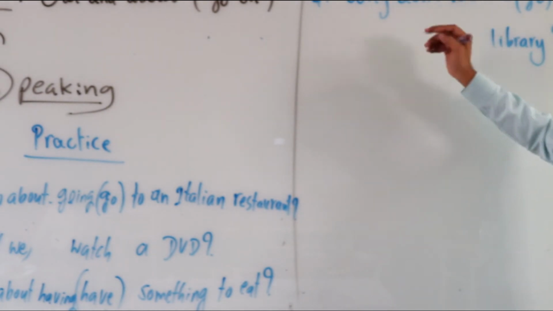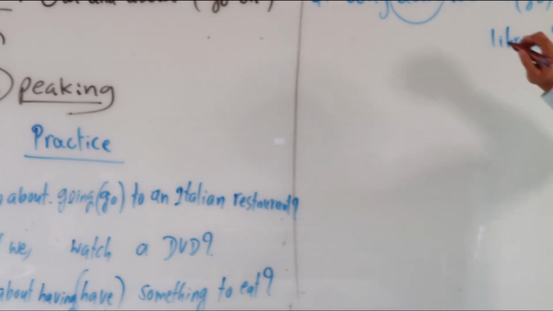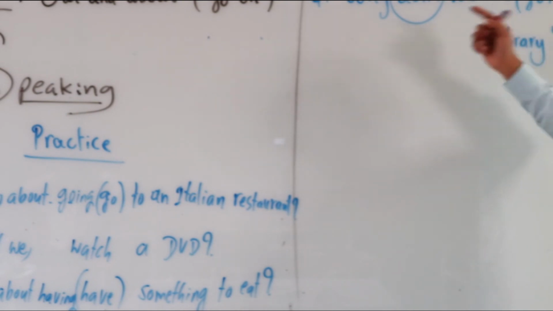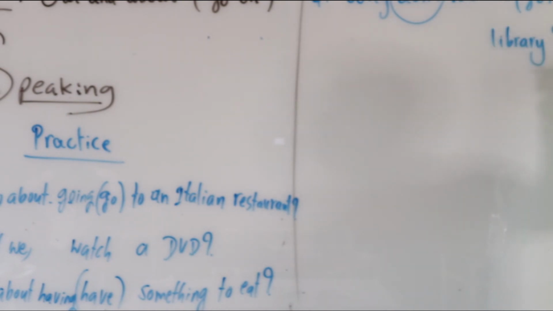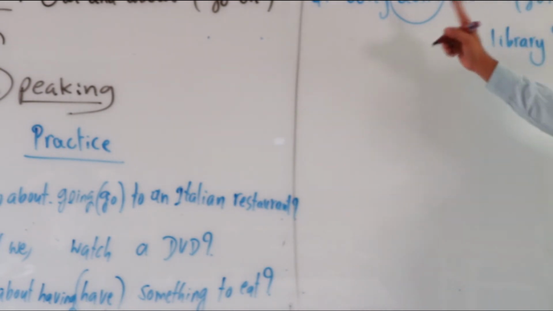The last sentence, why don't we here? So what should we change? Is it goes, to go, going or go? And remember here it is a negative form. Why don't we to go? Is it okay? Why don't we go? Or why don't we going? And the answer is go. We use the base form. Why don't we go to the library? Okay, here is the correct answer.